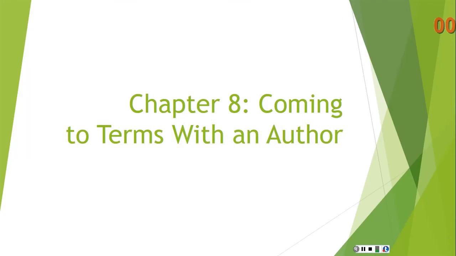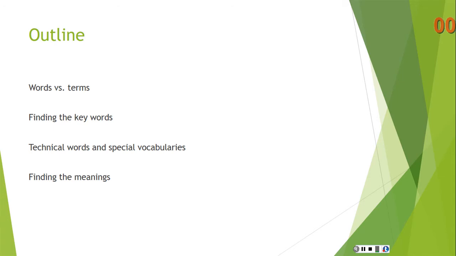Welcome to my lecture on Chapter 8 of Mortimer Adler's How to Read a Book. We'll discuss coming to terms with an author. Here's my outline. We'll discuss first words versus terms, then finding the key words, technical words and special vocabularies, and finally finding the meanings.